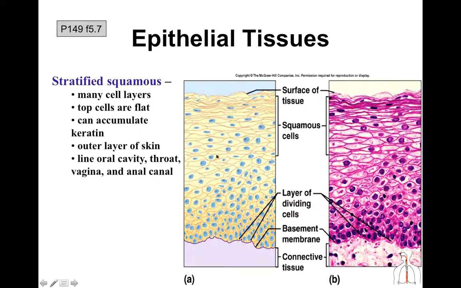This is stratified squamous. Notice we still have those flattened cells, those oddly shaped cells, but they're not in one layer. These are many layers. So this is the stratified squamous. Okay, so the outer layer of the skin, the epidermis, is made of stratified squamous. Also lines cavities where we need protection. So oral cavity, throat, anal canal, and vagina are all places where we need protection, generally because of mechanical forces.